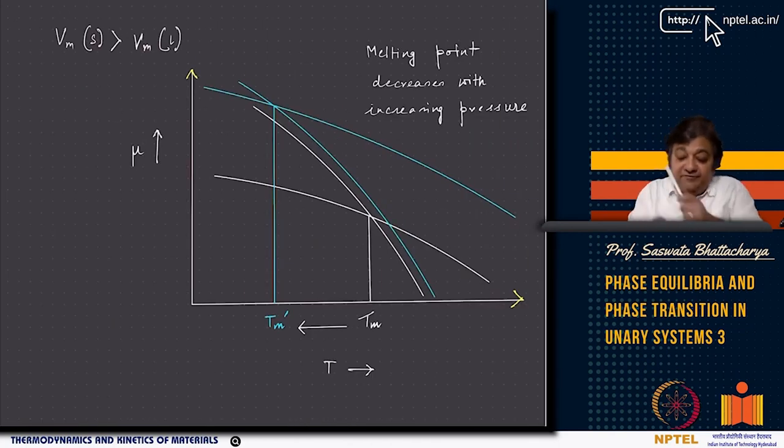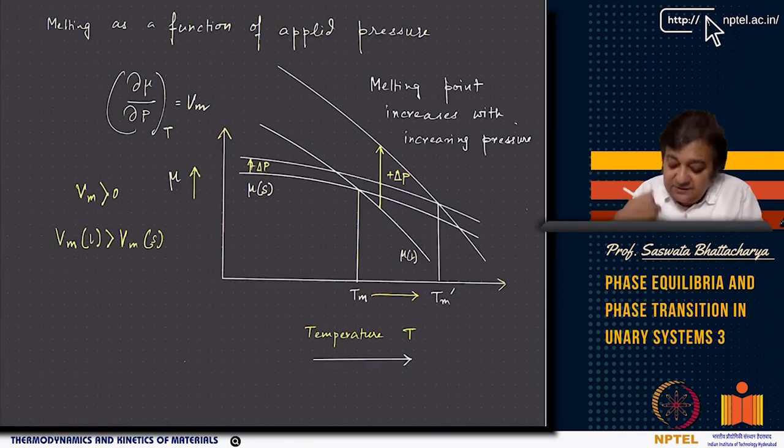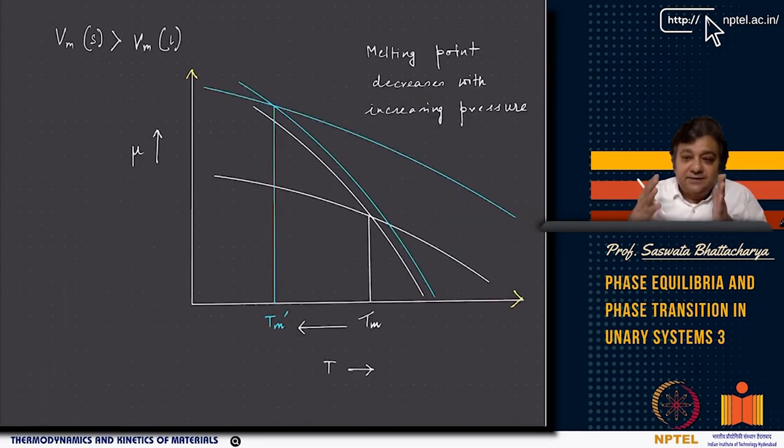Now, the melting temperature increases, which means the solid will melt at a higher temperature. So the solid retains its solidity; it remains solid beyond Tm, right? If there is an increase in pressure.